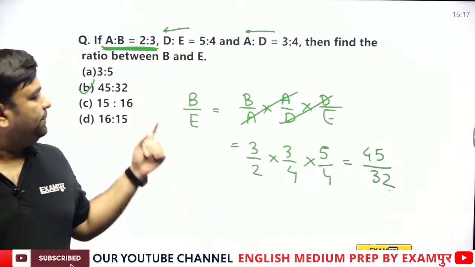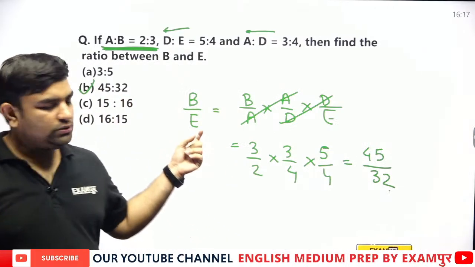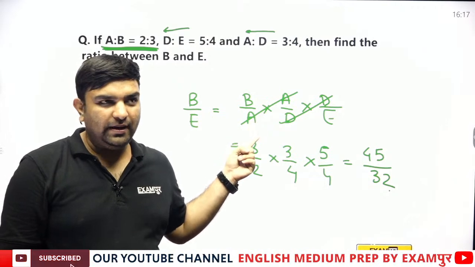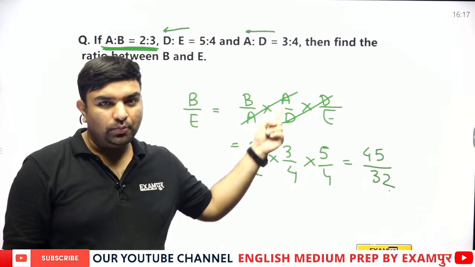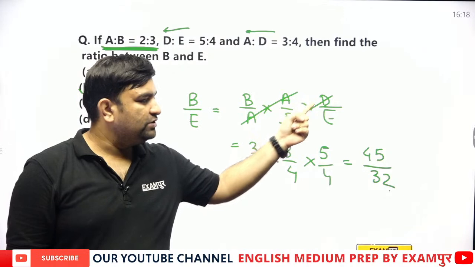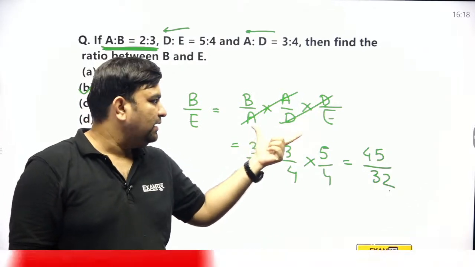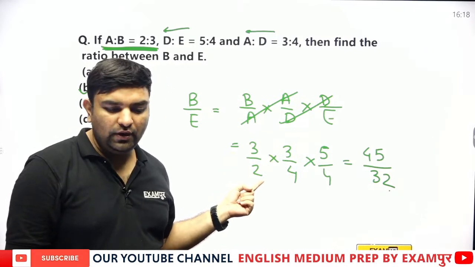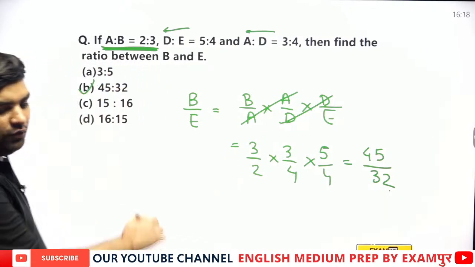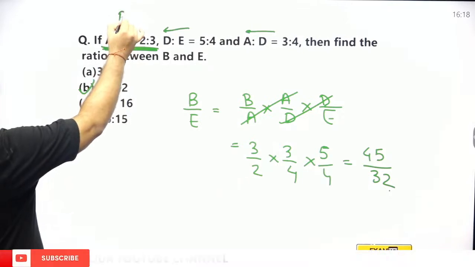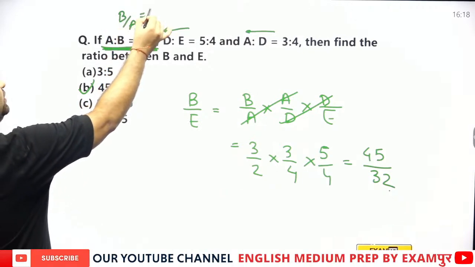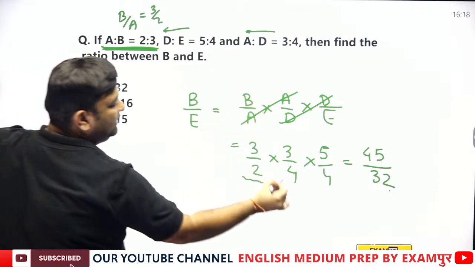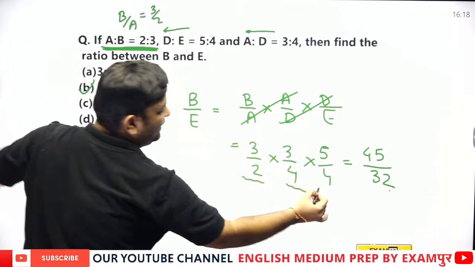You have to connect B and E, so you proceed with B by A. A was extra, so multiplied by A by D. D was extra, so multiplied by D by E. Eventually, you got B by E. You have to use the value of B by A, which is 3 by 2, then A by D is 3 by 4, and D by E is 5 ratio 4. Answer.